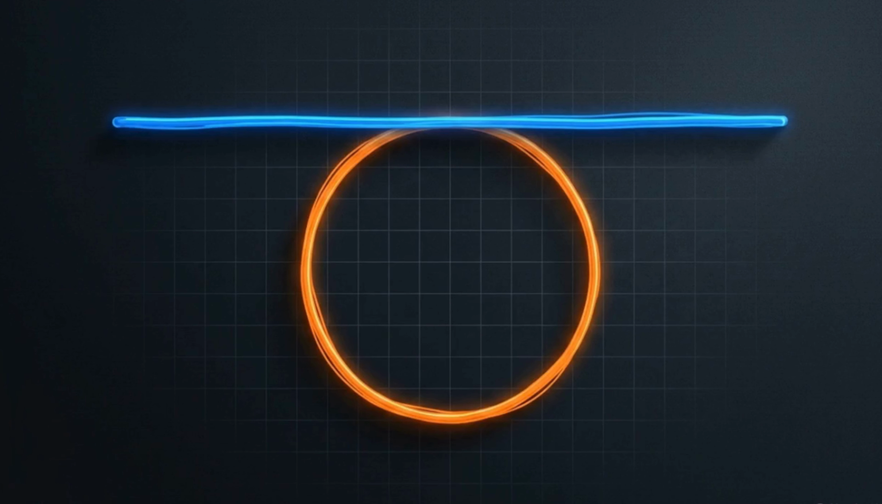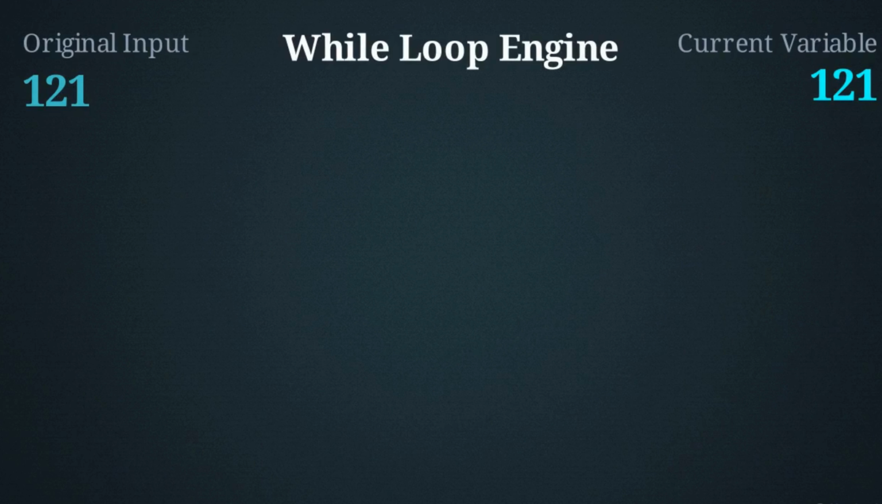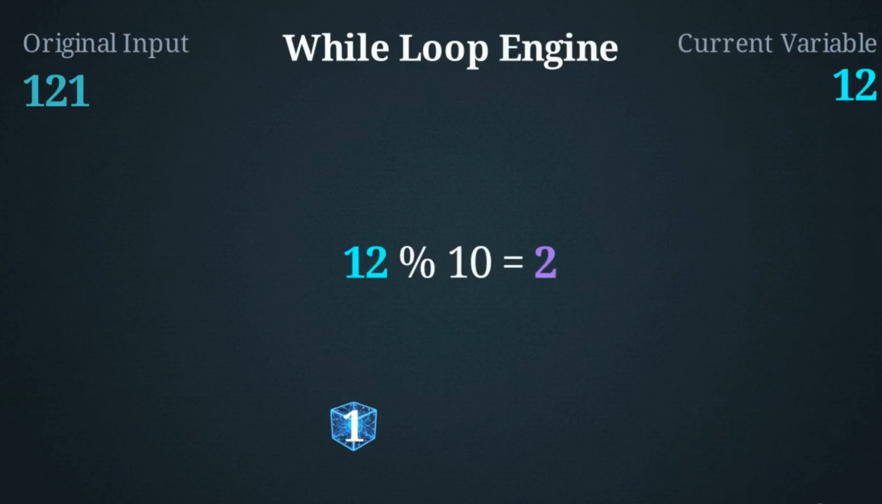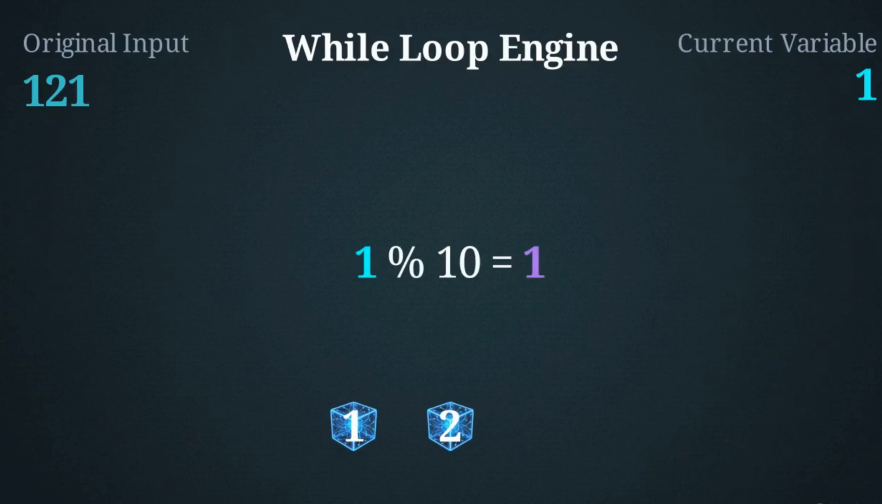Linear logic handles basic comparisons, but to process digits, we have to introduce loop mechanics. This animated diagram demonstrates the core engine of the while loop. We use modulo 10 to strip the final digit from the number, and then divide by 10 to shift the decimal over, processing the number piece by piece until nothing remains.